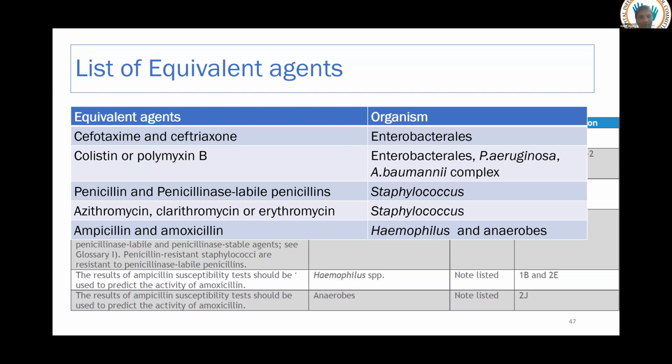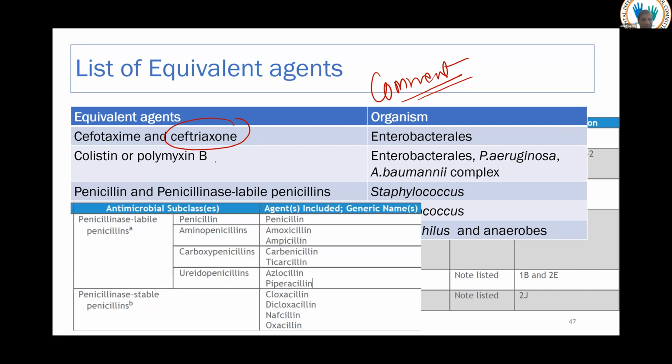What you need to understand here is you have to put a comment, a footnote, in your AST result. For Enterobacteriaceae, if you are testing ceftriaxone, then below the AST table one comment should appear that the ceftriaxone result can be extrapolated for cefotaxime, so that the clinician will be aware. The clinician will not know that they are equivalent agents. You have to inform them in the report so that they will consider this point in the treatment.